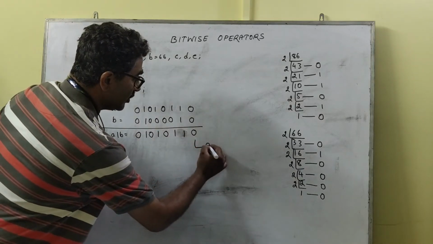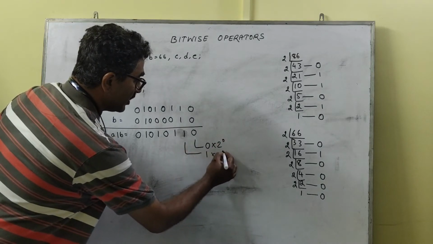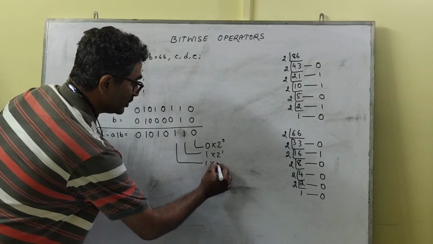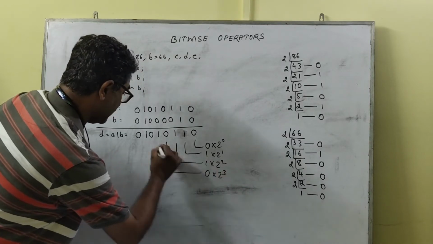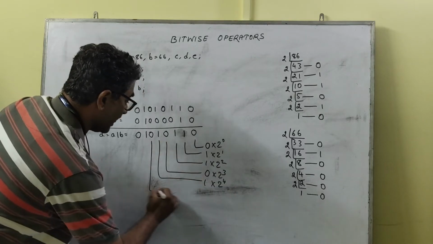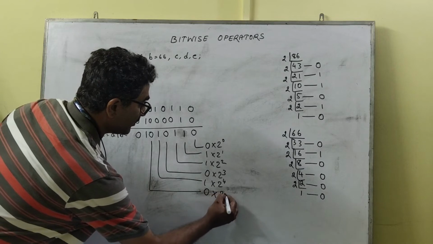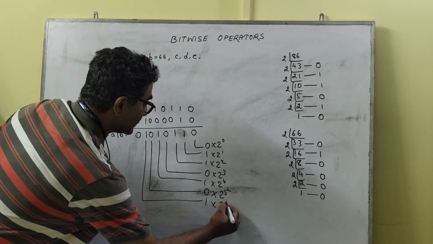So we have 0 into 2 to the power 0. We have 1 into 2 to the power 1. We have 1 into 2 to the power 2. We have 0 into 2 to the power 3. Here we have 1 into 2 to the power 4. Here we have 0 into 2 to the power 5. Here we have 1 into 2 to the power 6.